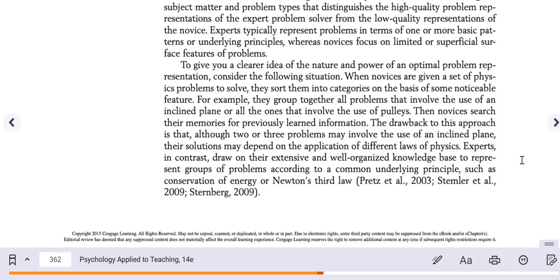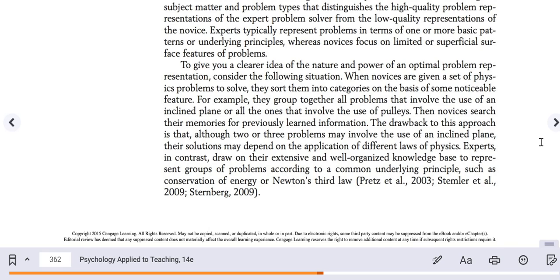When novices are given a set of physics problems to solve, they sort them into categories on the basis of some noticeable feature. For example, they group together all problems that involve the use of an inclined plane, or all the ones that involve the use of pulleys. Then novices search their memories for previously learned information. The drawback to this approach is that although 2 or 3 problems may involve the use of an inclined plane, their solutions may depend on the application of different laws of physics.